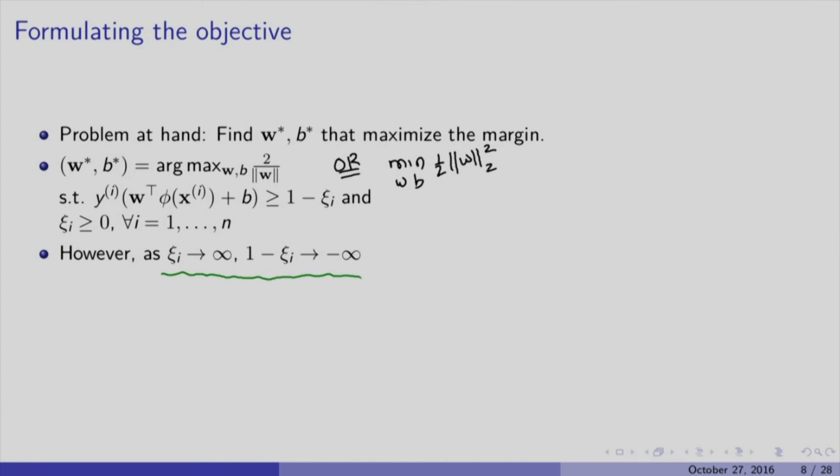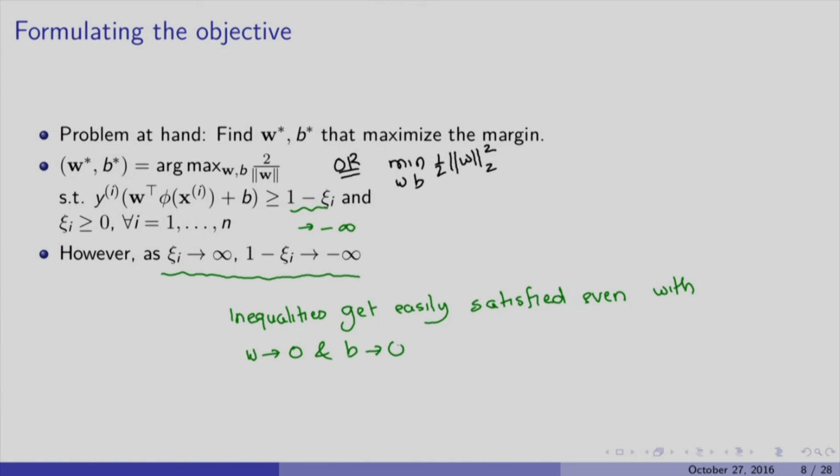Note that as xi tends to infinity, that is 1 minus xi tends to minus infinity, you can very easily satisfy these inequalities even with W tending to 0 and B tending to 0. So the inequalities get easily satisfied even with W tending to 0 and B tending to 0.